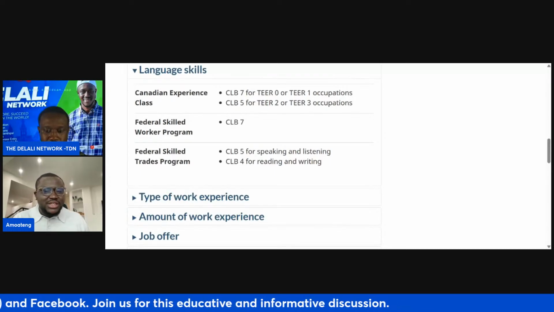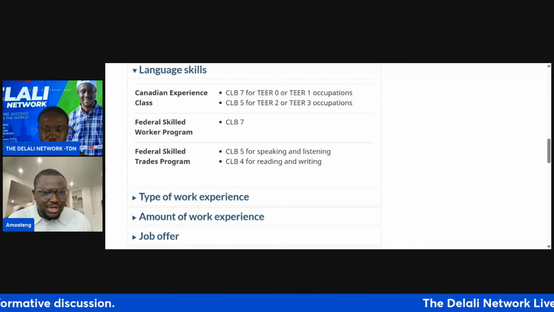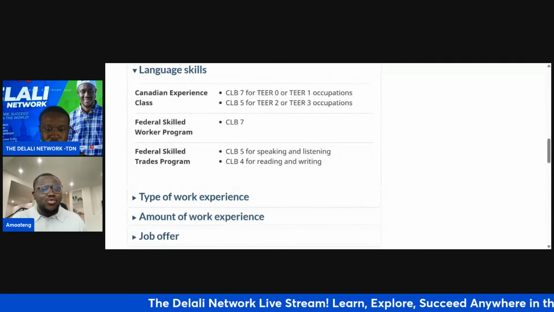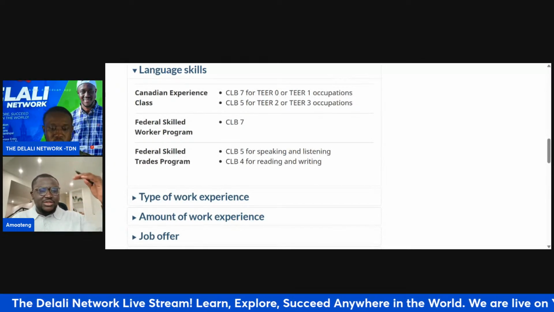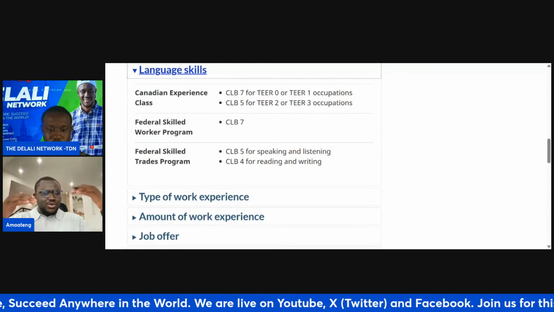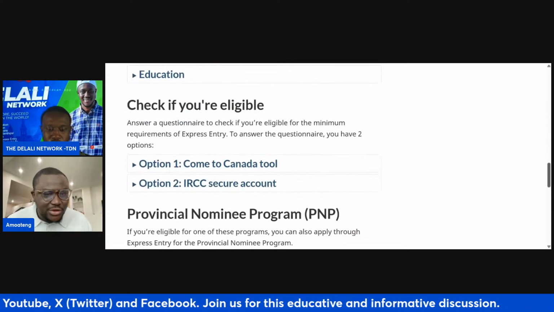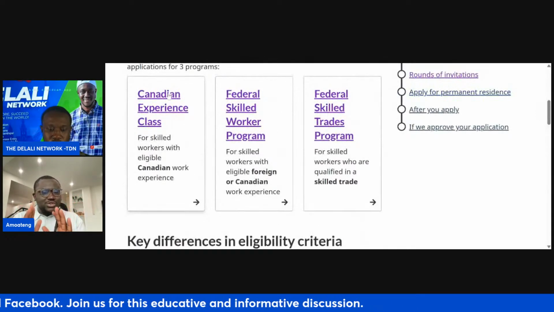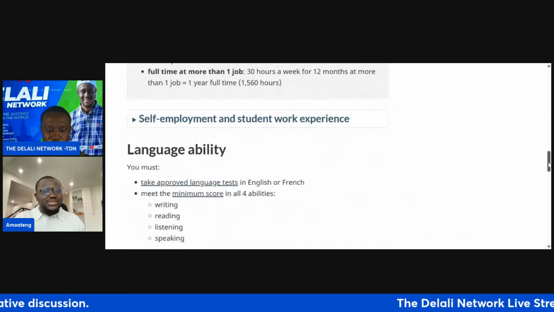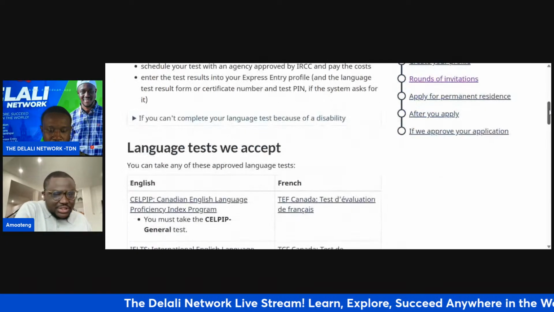Good. And if your tier is 2 or 3, then you need to get a CLB of 5 in all four abilities, right? So if it is 2 or 3, it's a little bit flexible. For 0 or 1, it is higher. Why? Because tier 0 and tier 1 are higher. Tier 0 is mostly management occupations, higher level. For tier 1, you need a bachelor's degree. For tier 2 and 3, it could be colleges, apprenticeships and those kinds of things. So that's why if your job is tier 2 or 3, you need at least CLB 5. But if your tier is 0 or 1, you need 7. And the same thing applies to French also, right?